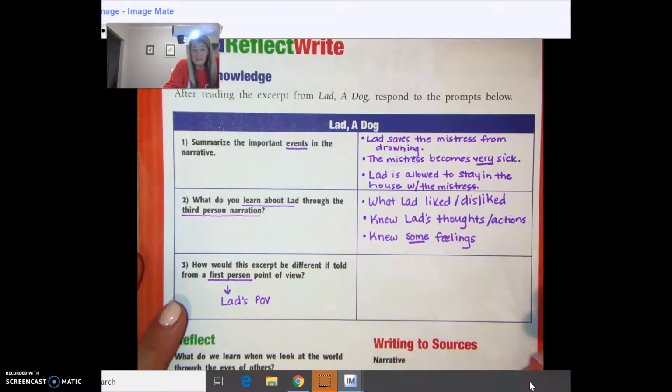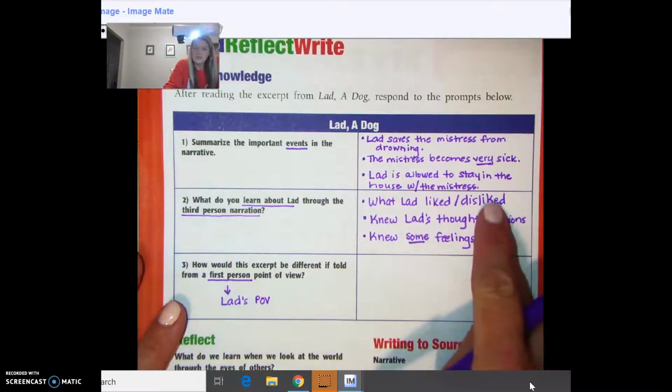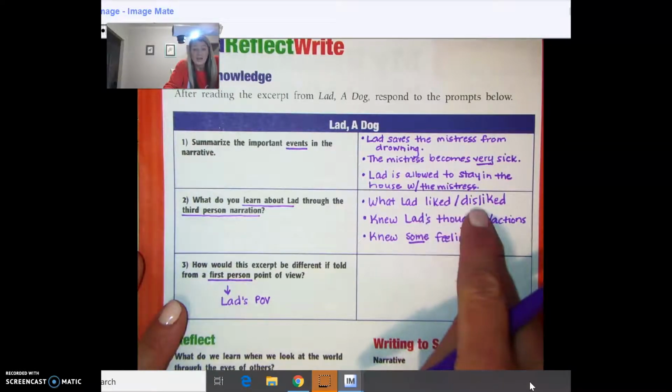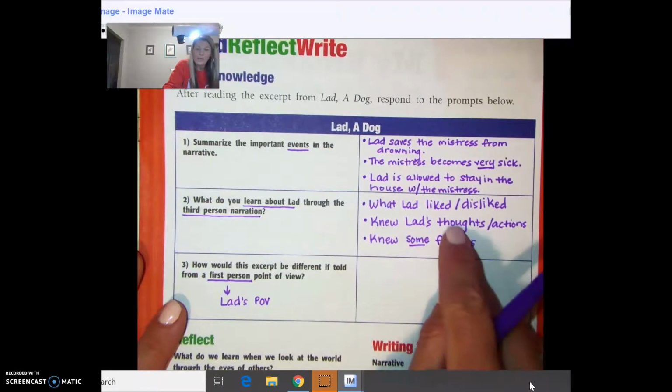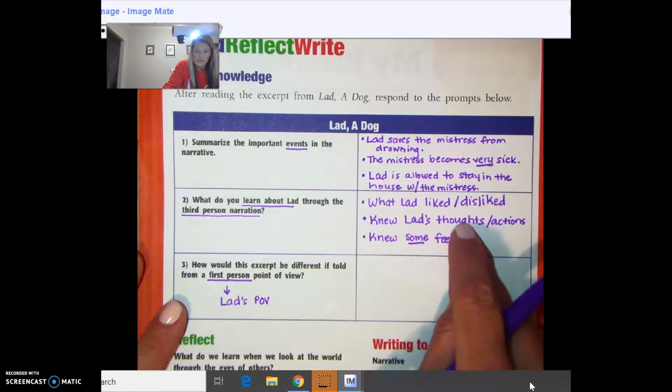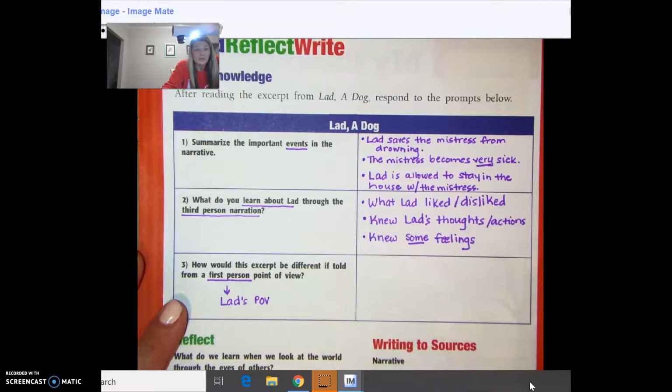We might have had a little, and not even too much more elaboration, because we even knew why he disliked the strangers. He didn't like the way they petted him, that annoyed him, they stared at him. So we knew a lot about the why, that elaboration of his likes and dislikes. What would have changed is if Lad had told us his thoughts and his feelings. That would have been a little different.